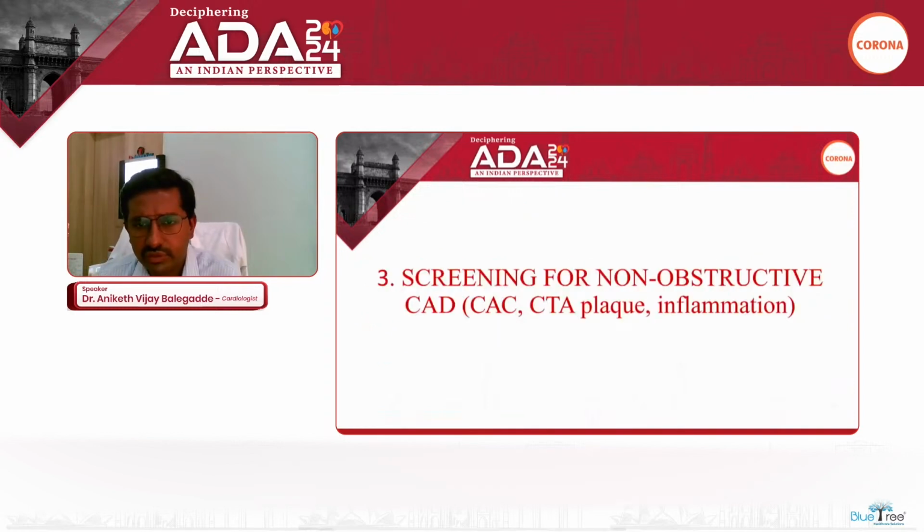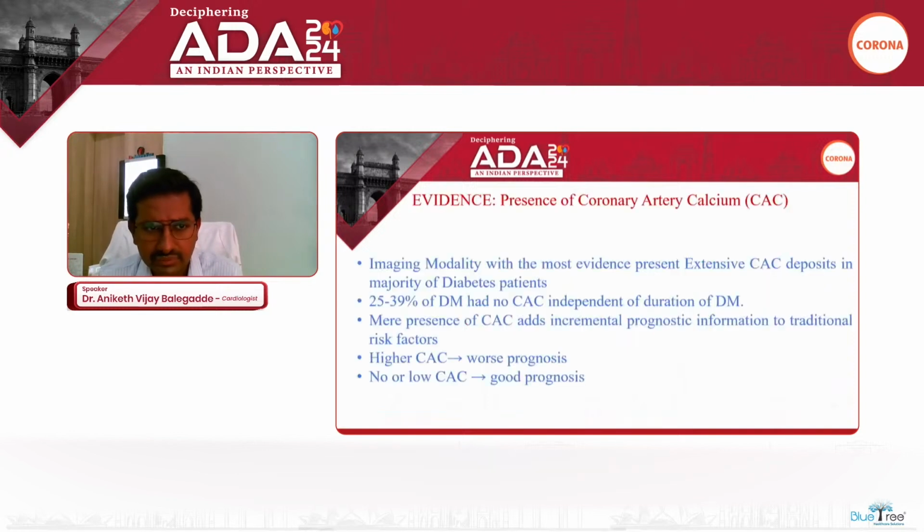So how do you screen for non-obstructive CAD? We have many tools. The previous talk was screening for obstructive CAD that we do in the form of stress testing, in the form of treadmill test or stress thallium. The other one would be CT angiogram. So this is how you screen diabetic patients for non-obstructive coronary artery disease. We have many approaches: coronary artery calcium scoring, CT angiography plaque identification, and other inflammatory markers.